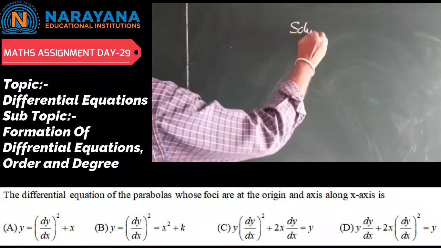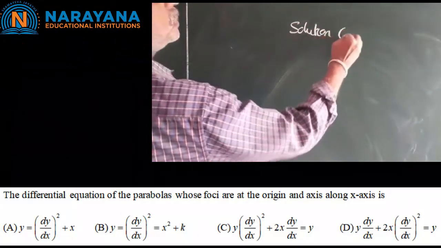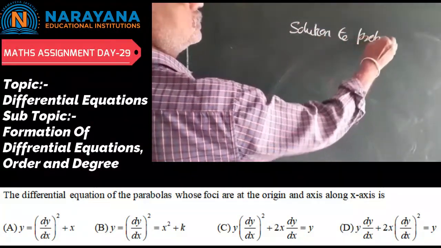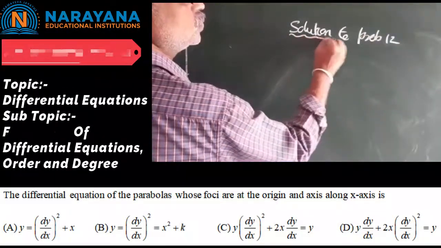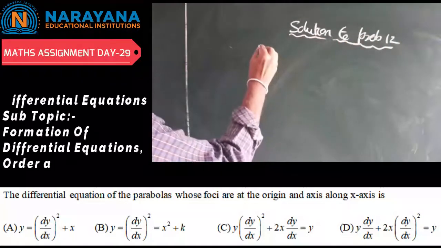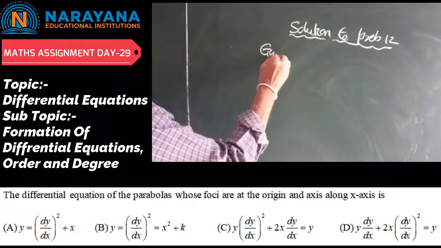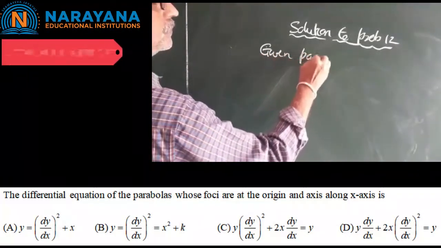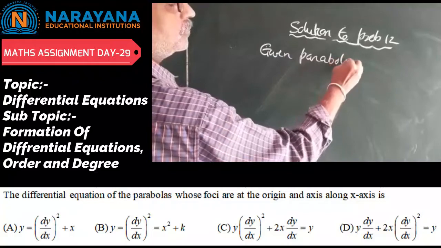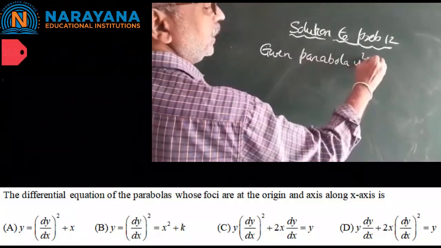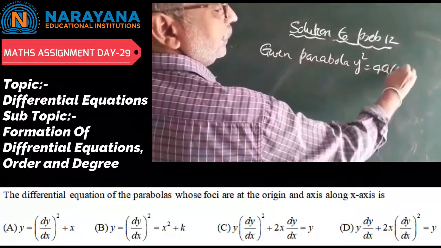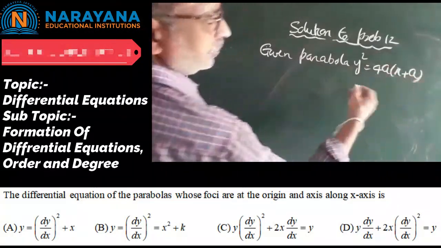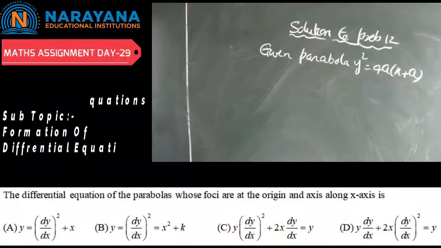Solution to problem number 12. So given parabola is y square equal to 4a into x plus a, because the origin is the focus of the parabola. This is the parabola for which focus is origin.